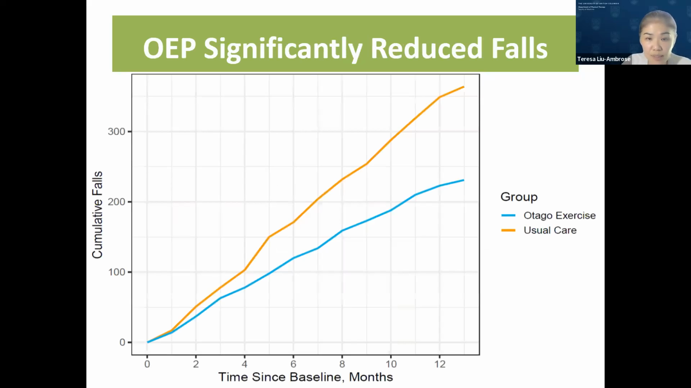And here's a graphical representation of what we saw in terms of the effect of the exercise on falls. On the vertical axis, we are looking at cumulative falls over the 12-month period, which is represented by the horizontal axis, and blue represents those in the Otago exercise program, and orange represents those in the usual care group. What we clearly see is that over time, there is a greater number of falls experienced by those in the usual care group as compared to the Otago exercise group. And that's represented by our parametric statistics as well.